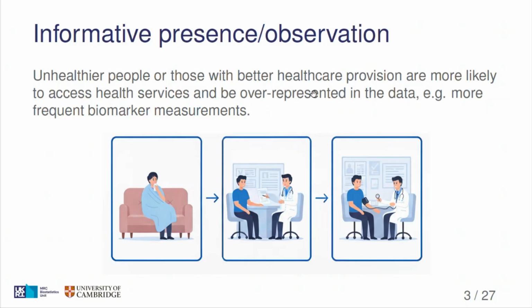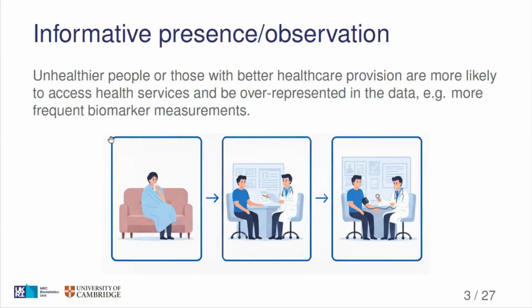So the essence of this issue is that in electronic health records, people who are unhealthier, or those who have better healthcare provision, are more likely to access health services and therefore be overrepresented in the data. So, for example, they might have some biomarkers measured more frequently. So they might have their blood pressure measured more frequently.